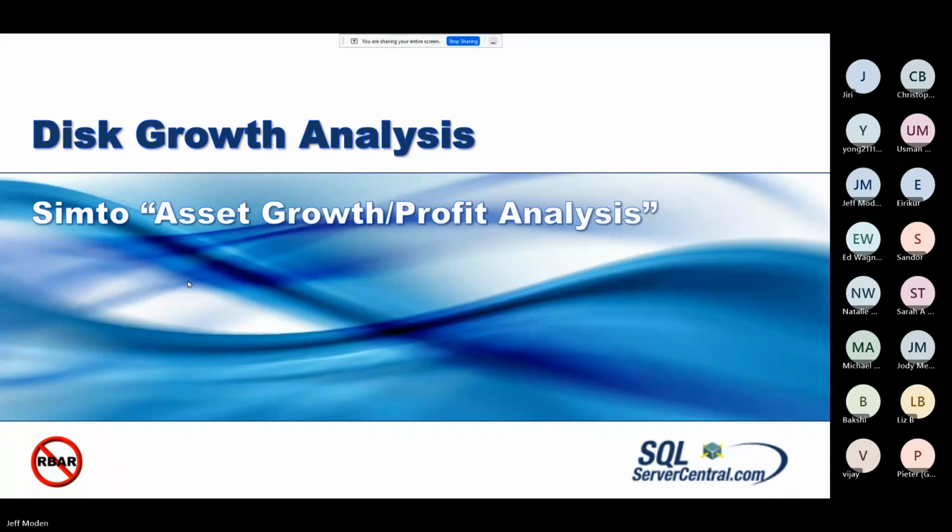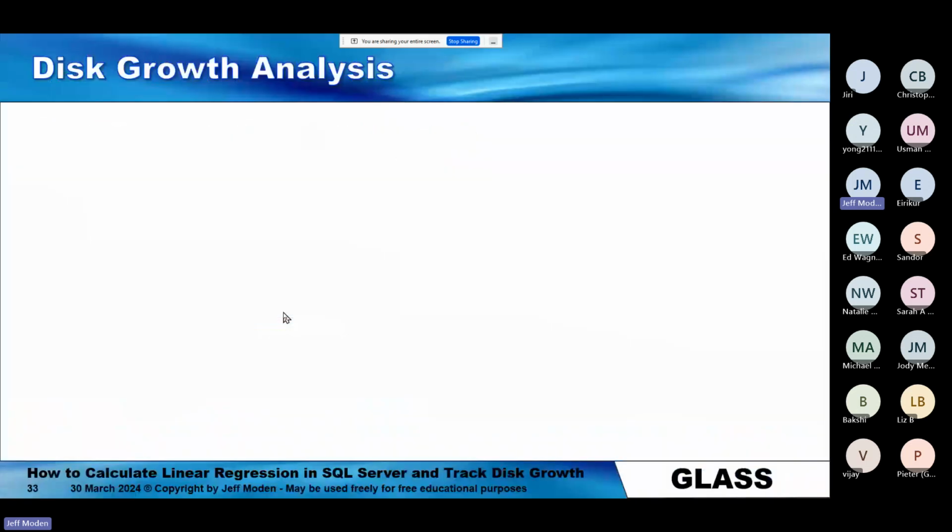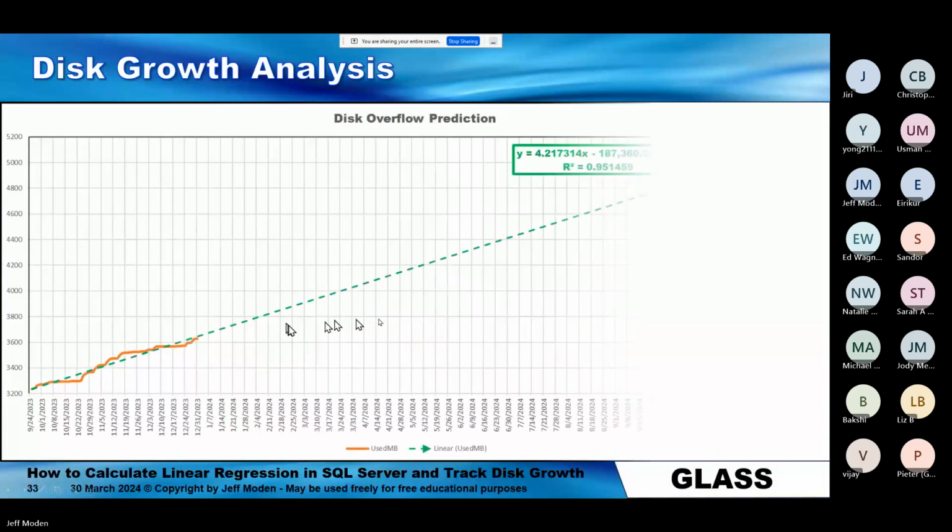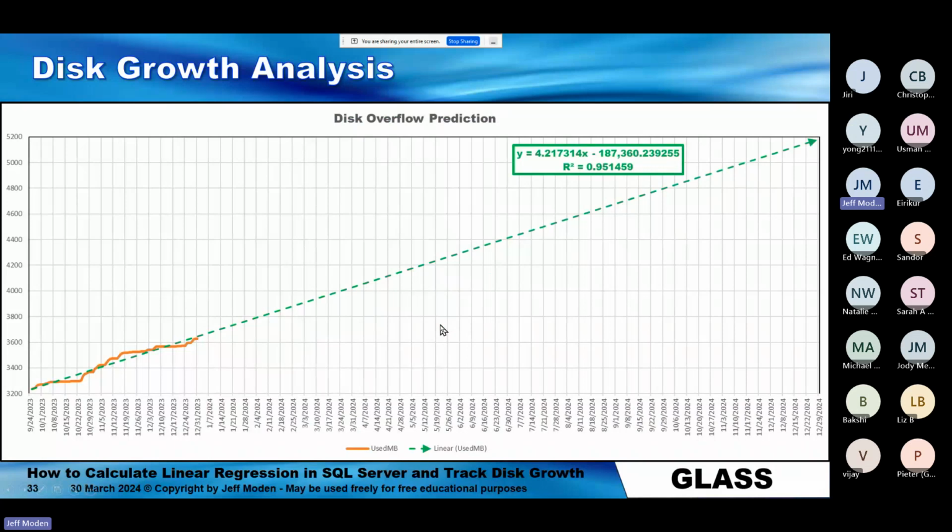All right, so disk growth analysis. And this is similar to asset growth, profit analysis, number of ice cream cones sold by temperature of day. It's all the same kind of idea. They all make use of linear growth.